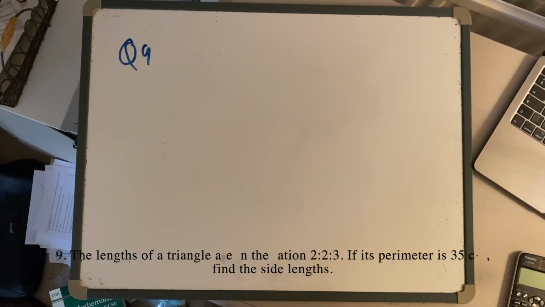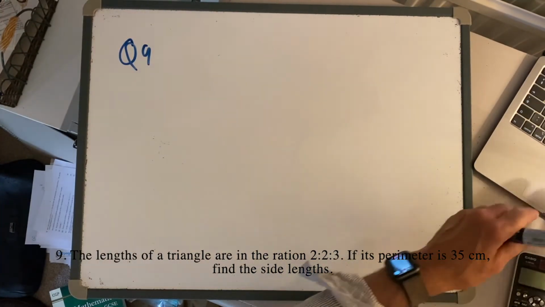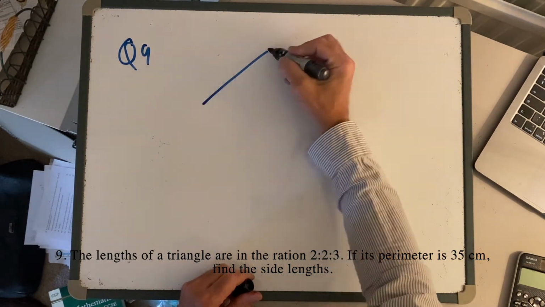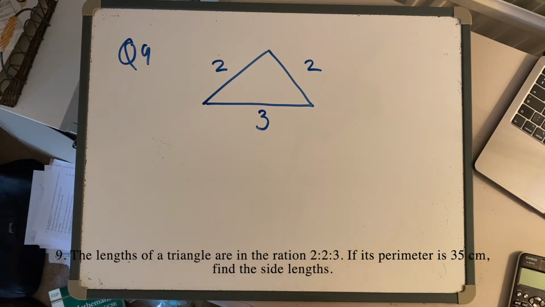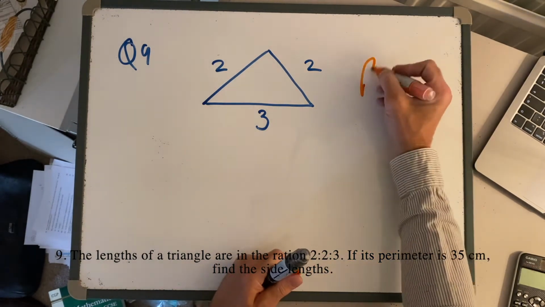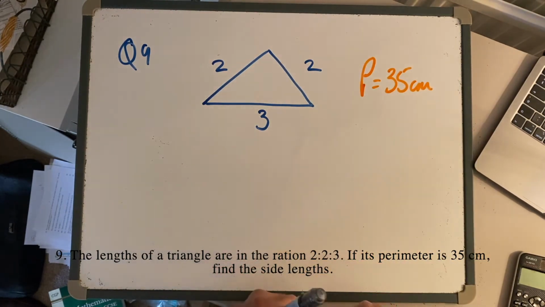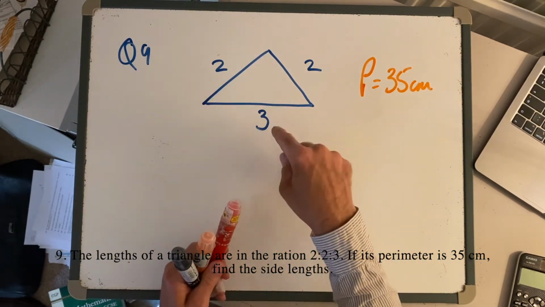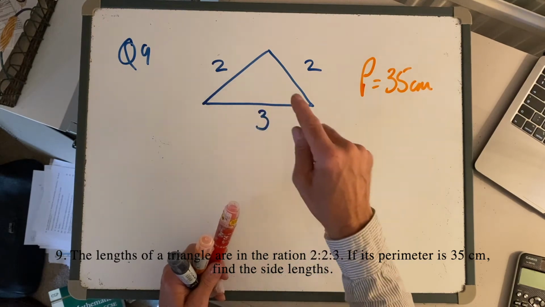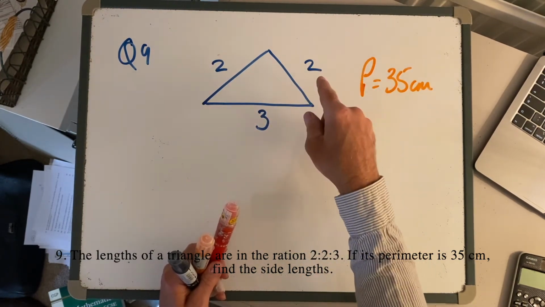The lengths of a triangle are in the ratio of 2 to 2 to 3. 2 to 2, so it's an isosceles. This one's an isosceles. How do I know that? Because that's 2, and that's 2, so they're the same, and that's 3. And they say that the perimeter equals 35 centimetres. Now, if this is the case, I can simply say 2 lots of something, plus 2 times something, plus 3 times something, the same something. I can put any dimension, they could be inches or centimetres or metres or millimetres, whatever it is, 2 lots of something works it out.